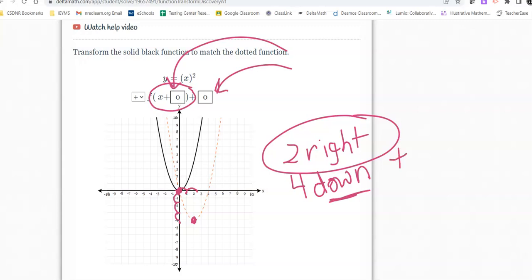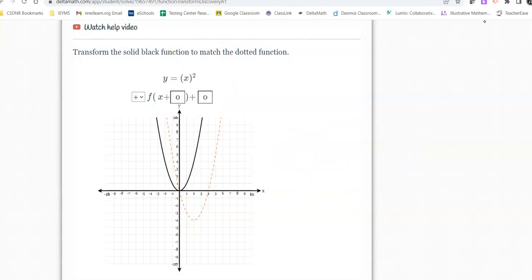Now the up and down shifts are intuitive, meaning their signs match their directions. So if you're going up, it would be plus 4. If you're going down, it would be minus 4. So I know that right here needs to have a minus 4. So I'm going to click there and I'm going to write negative 4.